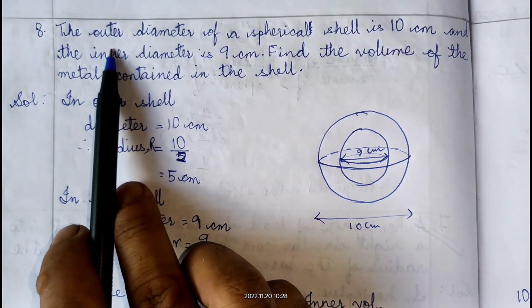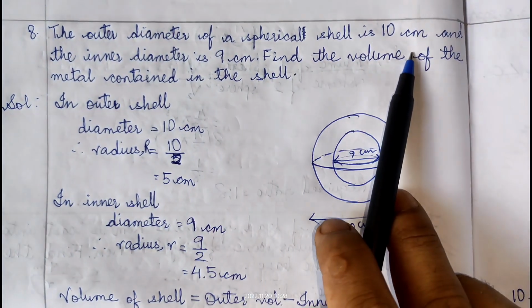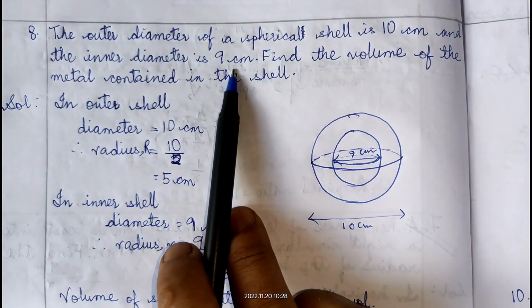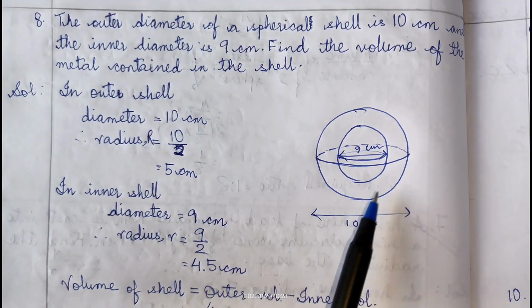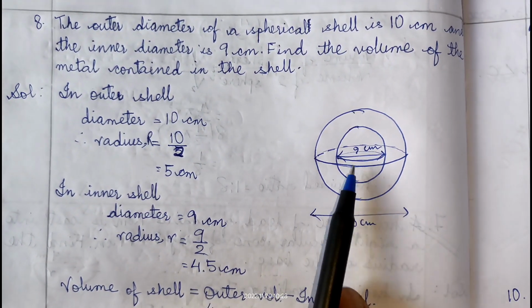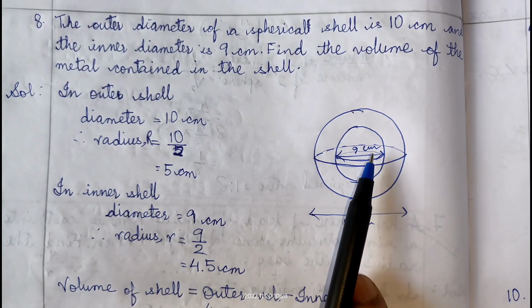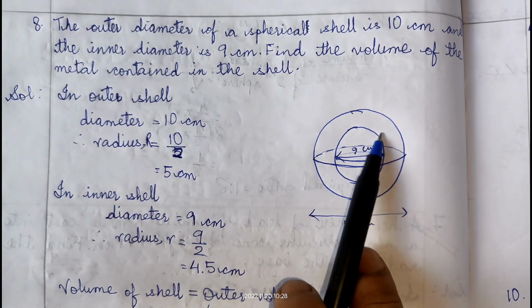Question number 8. The outer diameter of a spherical shell is 10 centimeter and the inner diameter is 9 centimeter. Find the volume of the metal contained in the shell. Suppose this is the spherical shell whose outer diameter is 10 centimeter and inner diameter is 9 centimeter, and we have to find the volume of the metal contained in the shell.